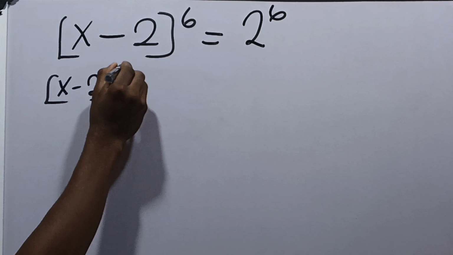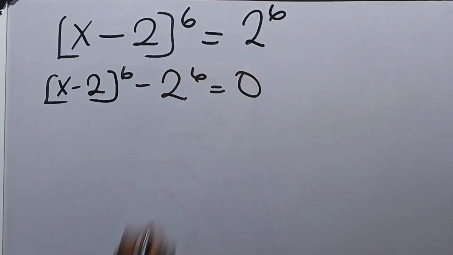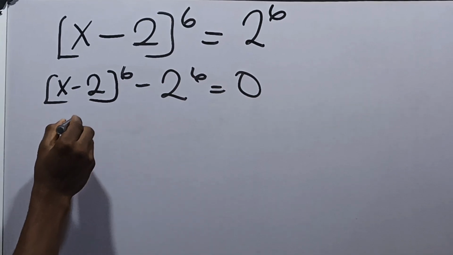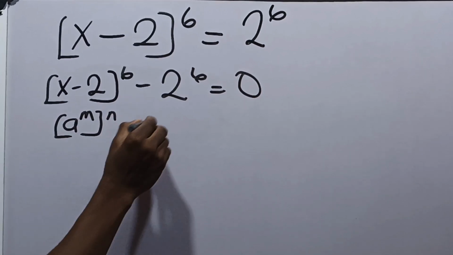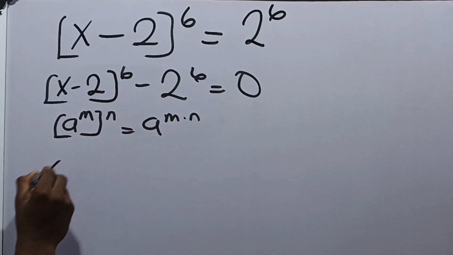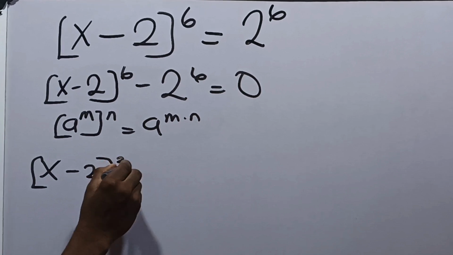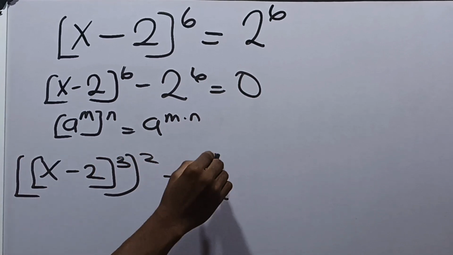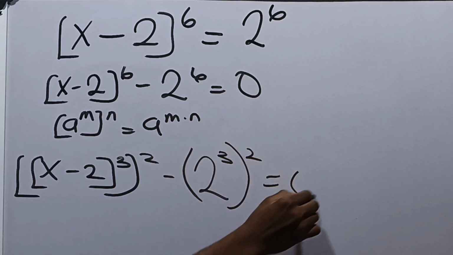minus 2^6 is equal to 0. Okay? Now, from this place, we can say, using the law that states that (a^m)^n is equal to a^(m×n), we have that from here we have ((x − 2)^3)^2 − (2^3)^2 is equal to 0.